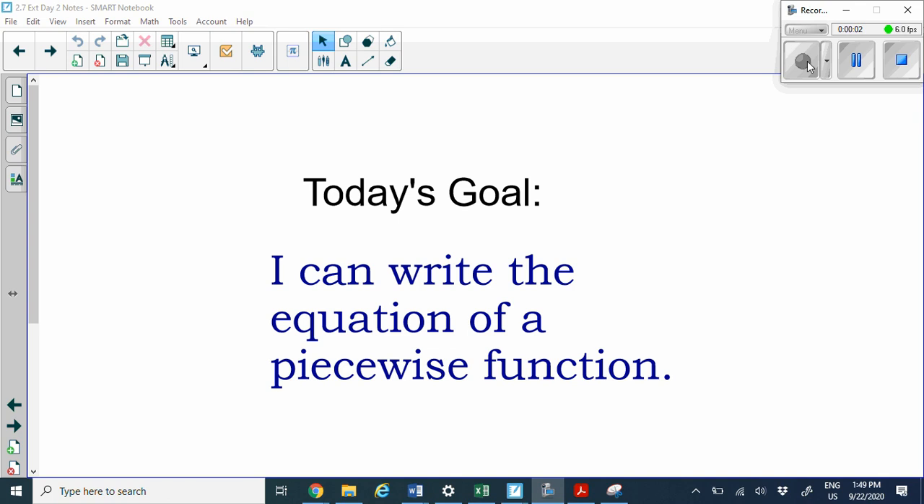Guys, so here's part 1 of the 2.7 extension day 2 notes. What we're going to be doing is writing piecewise functions. The first part is going to be with graphs, given a graph, and then the second part is going to be, how do we write a piecewise function given a word problem? Okay, let's go ahead and begin.